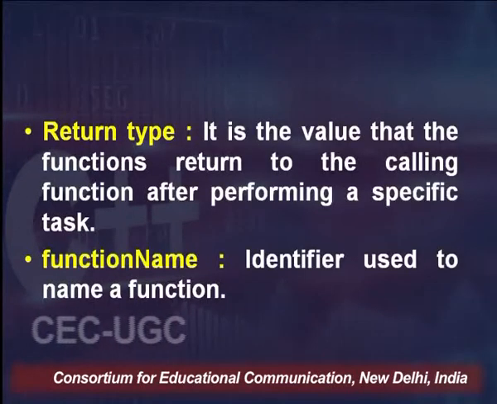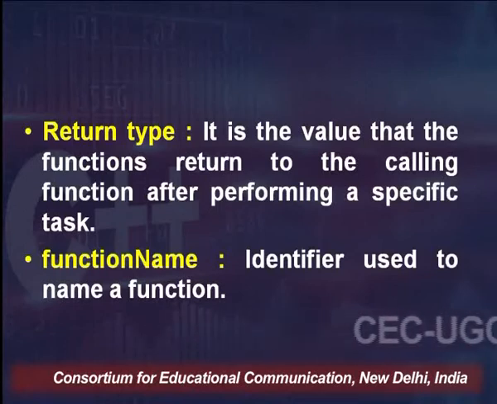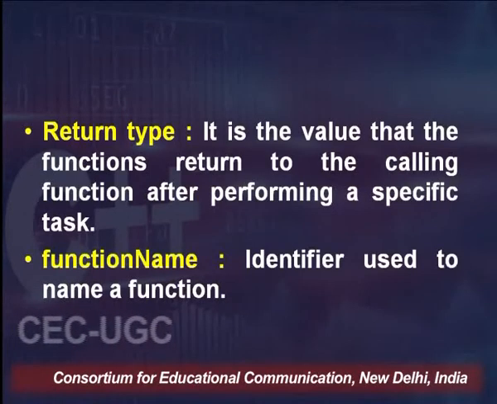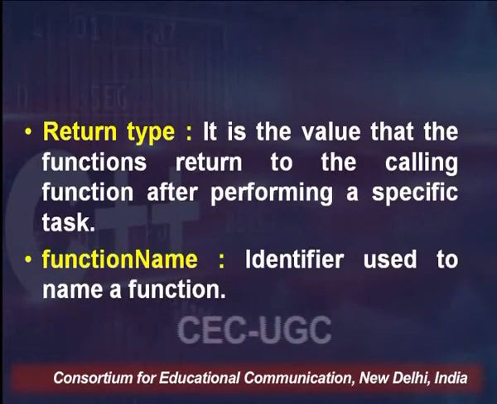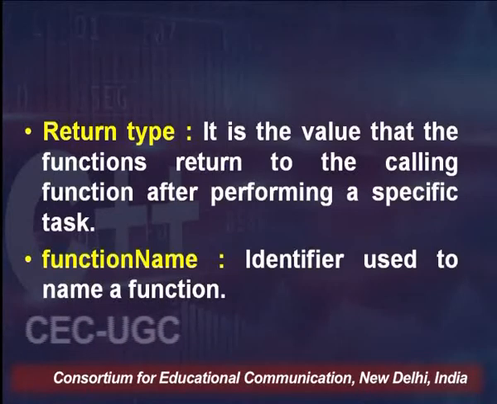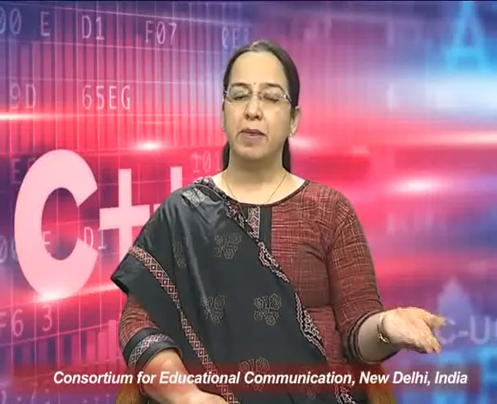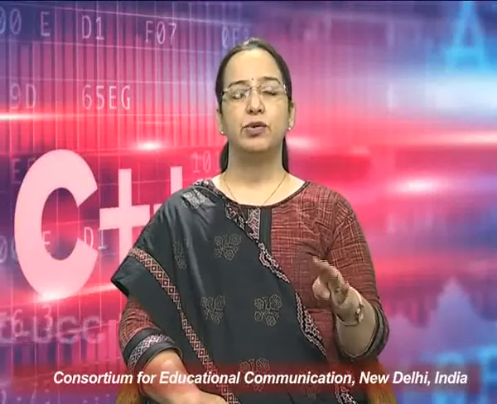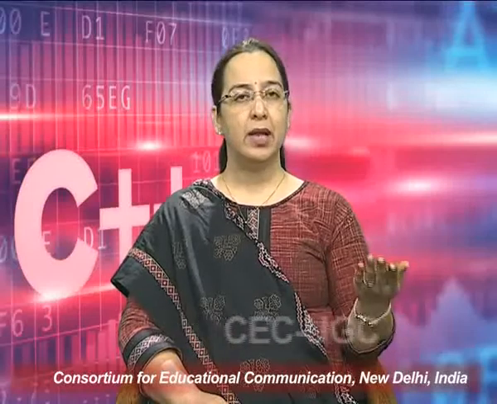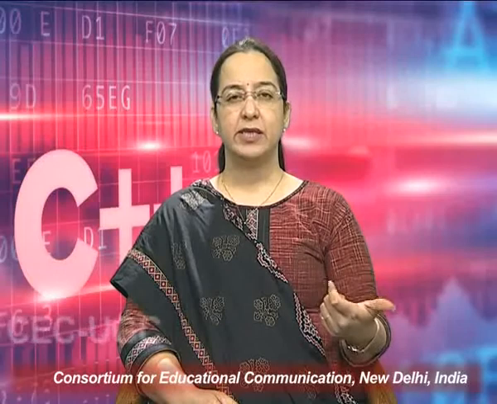So the return type, as I have already told you, is the value that a function returns to the calling function after performing a specific task. For example, we have taken the min function. That min function calculates the minimum value out of x and y, and whichever value is minimum, that value is returned to the main function, and the main function stores that value inside the variable m. That's the significance of the return value here.